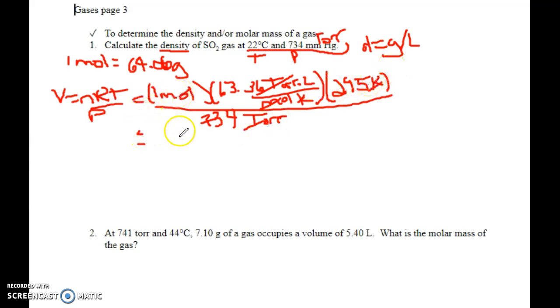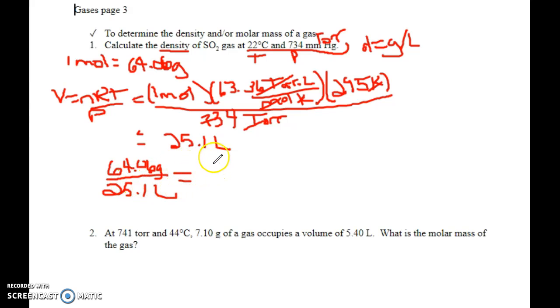So that's going to give me 25.1 liters. So I know my 64.06 grams, and I know my 25.1 liters. So I'm just going to divide those two out and get 2.55 grams per liter.